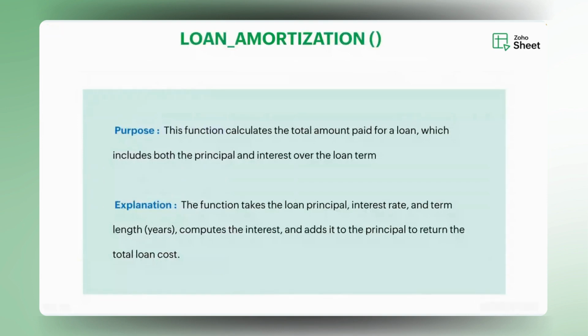Sure, Balaji. Now let's dive into the loan amortization function. Like I said before, this is a custom function we have built to help the finance team calculate the total amount paid on a loan over its entire term, which includes both the principal and the interest. It's especially useful when you're looking to analyze long-term loans like mortgages or business loans. So here is the code to build the custom function.